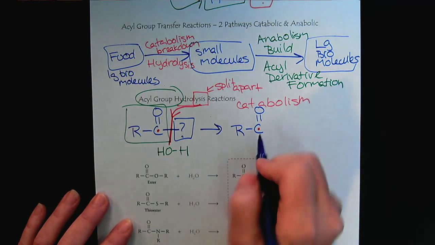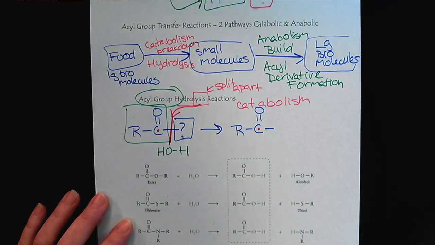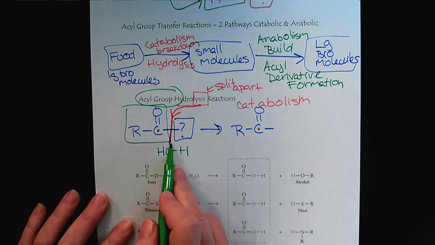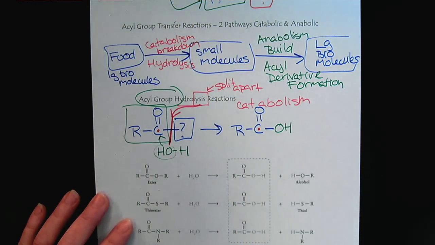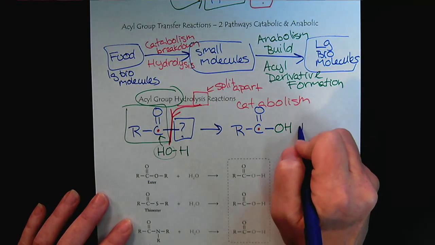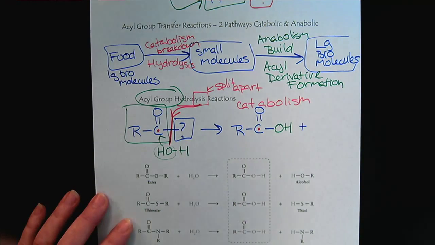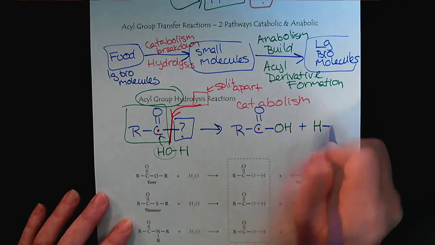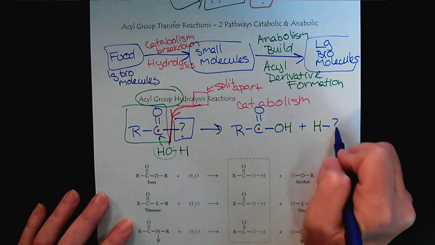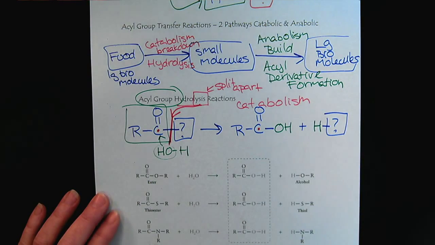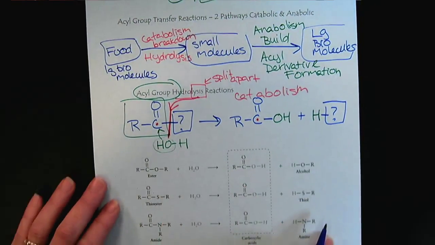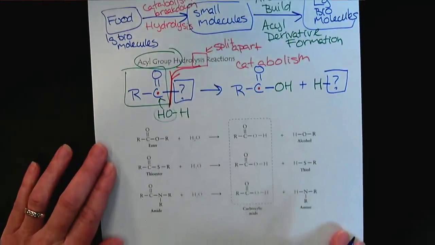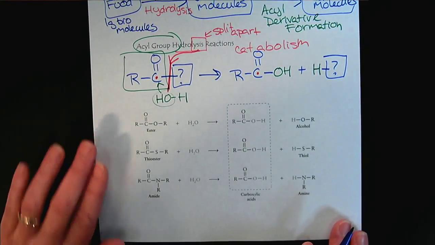What's going to change is that the water comes in, and the OH of the water always goes with the acyl group. And then the remaining hydrogen from the water is going to create a bond with whatever's happening here, which I'm symbolizing as the question mark. The reason I'm symbolizing that as the question mark is because this varies. So let's get our bearings now.